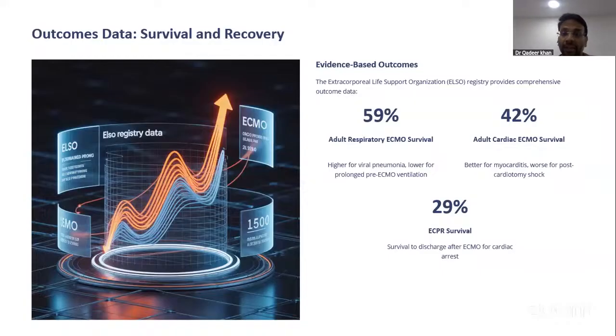And the last, before concluding, I need to just tell that the ECMO survival rate for adult ECMO is 59% for VV, and for VA ECMO it is 42%, and ECPR is 29%.